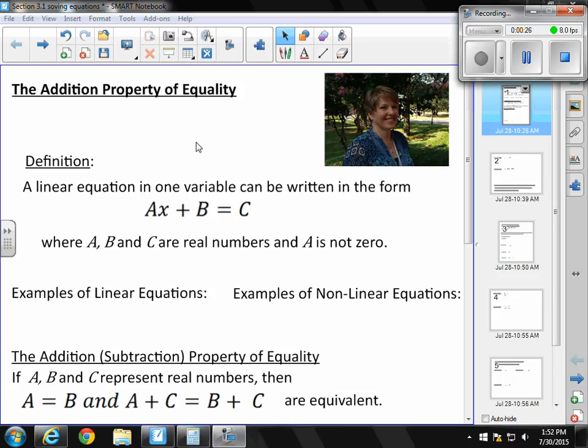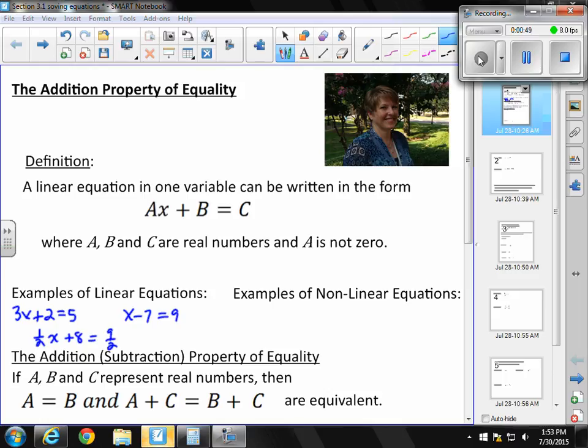Some examples of linear equations are 3x plus 2 equals 5. Another linear equation would be x minus 7 equals 9. And a third example, 1/2 x plus 8 equals 9/2.